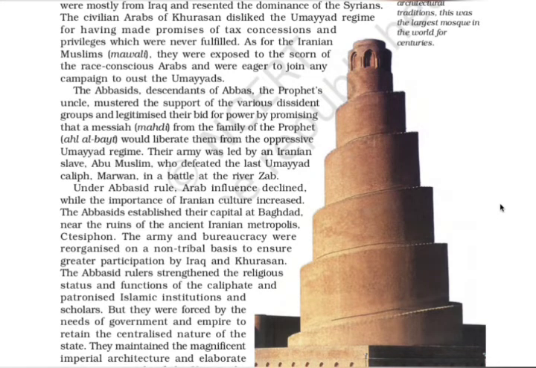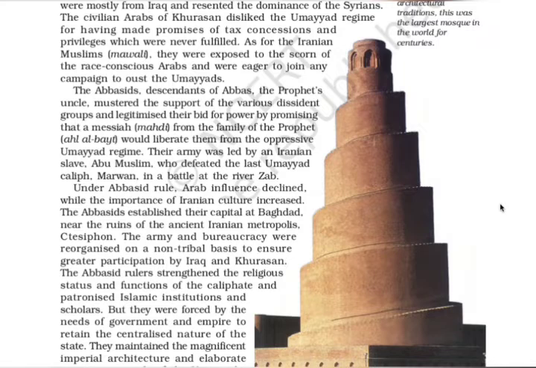The Abbasids, descendants of Abbas, the Prophet's uncle, mustered the support of the various dissident groups and legitimized their bid for power by promising that a Messiah, Mahdi, from the family of the Prophet, Al-Bayt, would liberate them from the oppressive Umayyad regime. Their army was led by an Iranian slave, Abu Muslim, who defeated the last Umayyad Caliph, Marwan, in a battle at the river Zab.